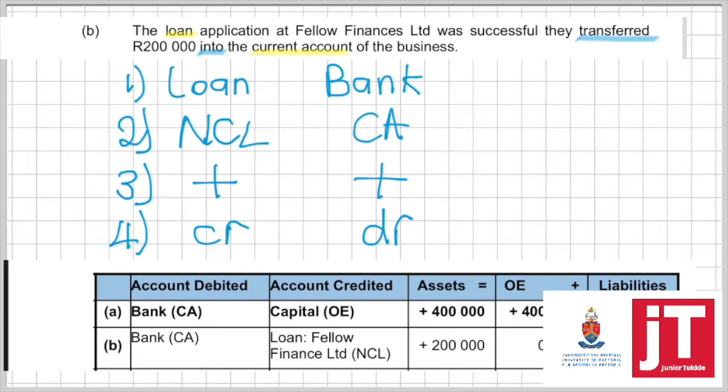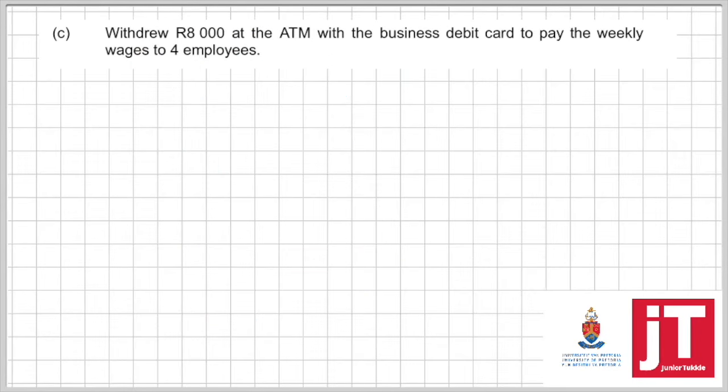The equation still works out because both sides of the equation increased. Now we look at transaction number C, where we withdrew 8,000 Rand at the ATM with a business debit card to pay the weekly wages for 4 employees. Please note, the ATM withdrawal was 8,000 Rand. So 4 employees didn't get 8,000 each. All of them received a total of 4,000 Rand.